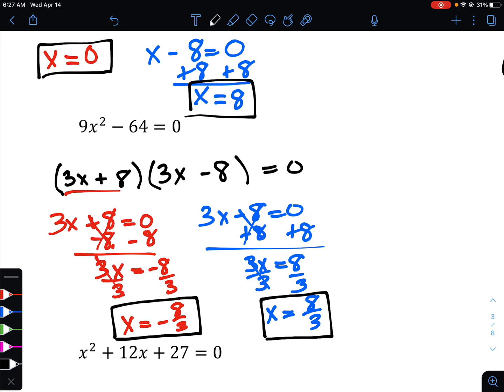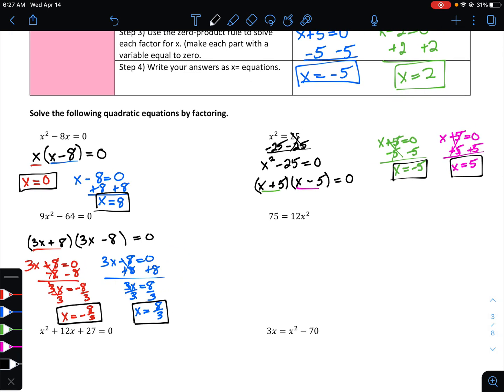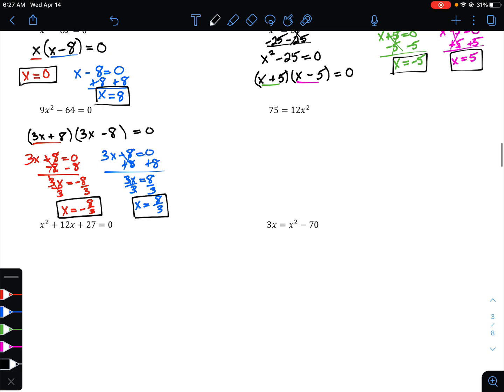Now, notice that the 2 answers are just opposites of each other. You have negative 8/3 and positive 8/3. Kind of like on the previous example, we had positive 5 and negative 5. And really, anytime you have a difference of squares like we have on these last 2 problems, that's going to be the case. You're always going to end up with answers that are opposites of one another.